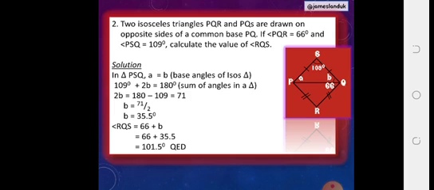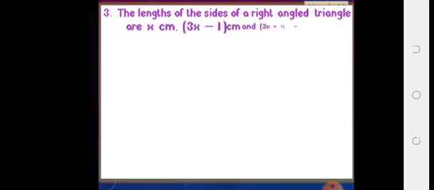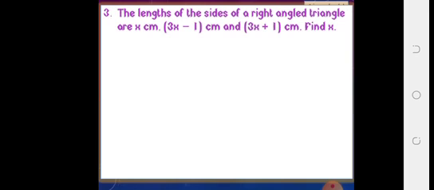Now, as we have done that, for us to find RQS, you just need to add up the 66 and B. If you add 66 plus the value of B from our previous solution, which is 35.5, and do that calculation quickly, we are going to have 101.5 degrees, and that's quite easily done. QED.